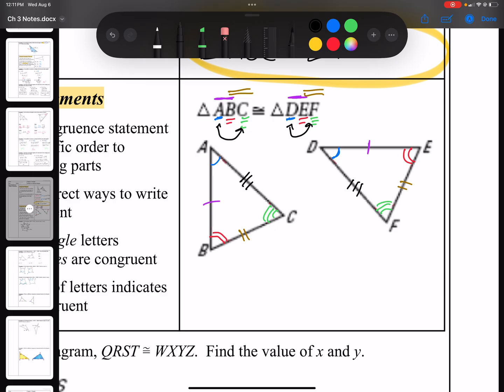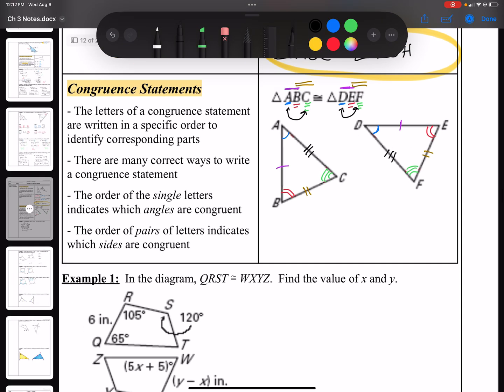All of that from a congruent statement. Congruent statements are critically important. It's really important that you're able to look at them and be like, oh, single letters, the order of them, tell me what angles are equal, and pairs of letters, the order of them, tell me what sides are equal.